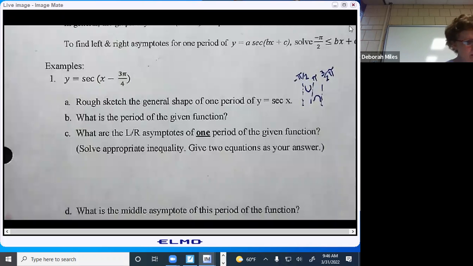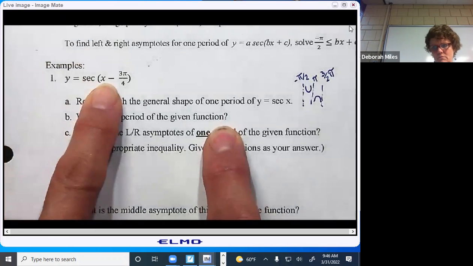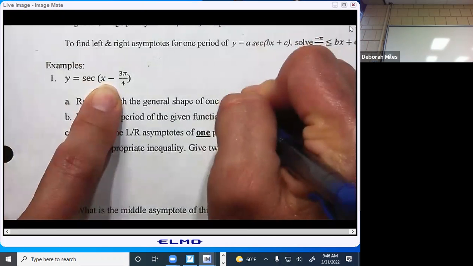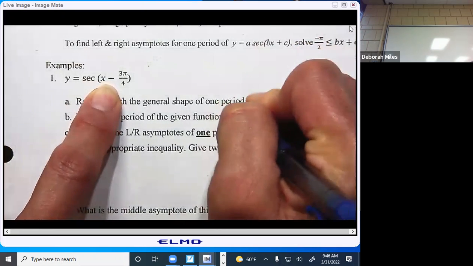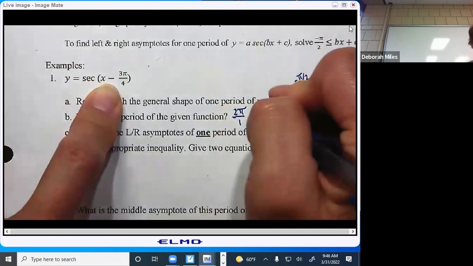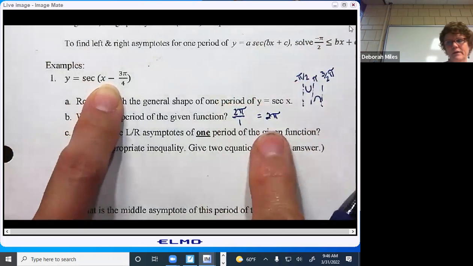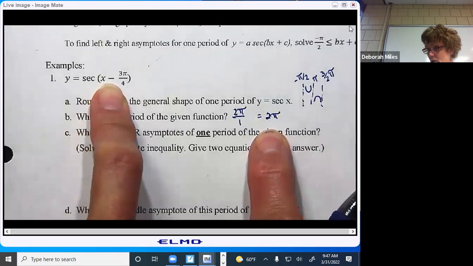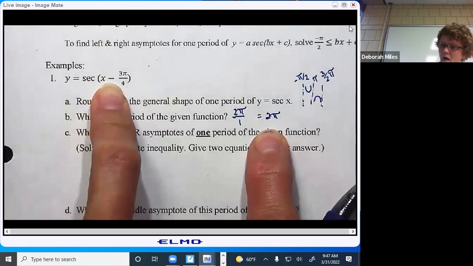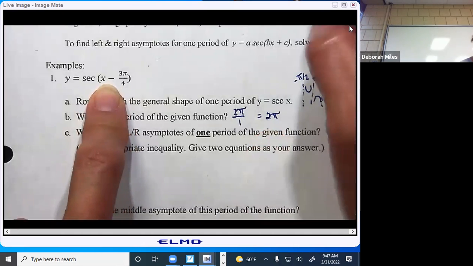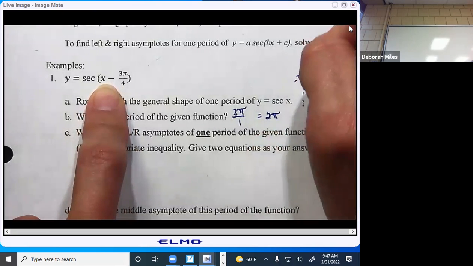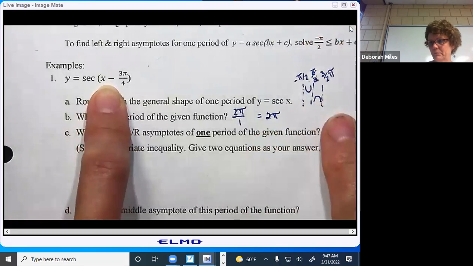All right, how do I find the period of this function? Two pi, because that's the normal period for secant, divided by the coefficient of x, which in this case is just 1. So this function also has a period of 2 pi. Pi over 2. Thank you very much. Yep, pi isn't the mental image that should pop up in my head. It should be pi over 2.